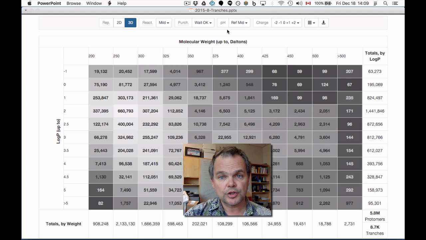But if you were to select only the reference, then each molecule would be represented by only one protomer. So then the numbers would be comparable. I didn't do that in this example.